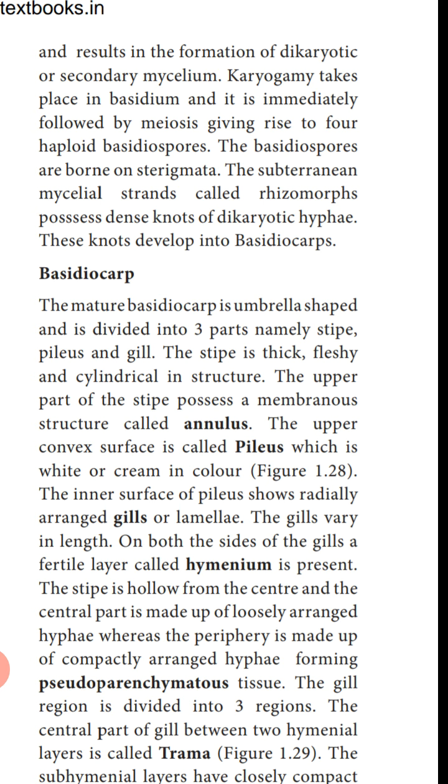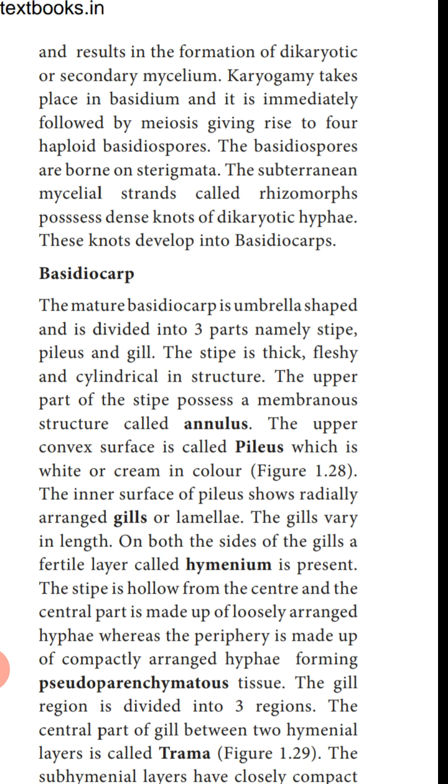The subterranean mycelial strands called the rhizomorphs possess dense knots of dikaryotic hyphae. So here the rhizomorph, which is present inside the soil or inside the substrata, has the dikaryotic hyphae, and these dikaryotic hyphae will only give rise to the basidiocarps. Now the mature basidiocarp is umbrella shaped. So the fruiting body of Agaricus or mushroom, in appearance, is like an umbrella.